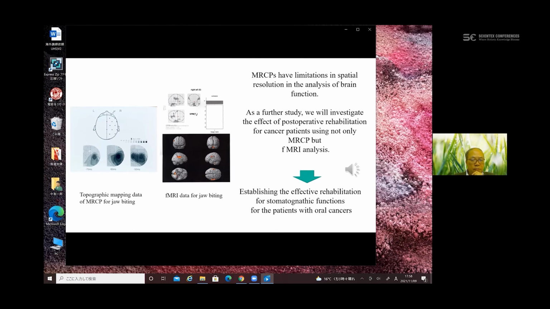As further step, we plan to examine in detail the brain activity before and after surgery in patients with oral cancers by using both MRCP and fMRI together. By developing our research, we would like to establish an index of brain function that contributes to the development of masticatory and swallowing rehabilitation for patients.